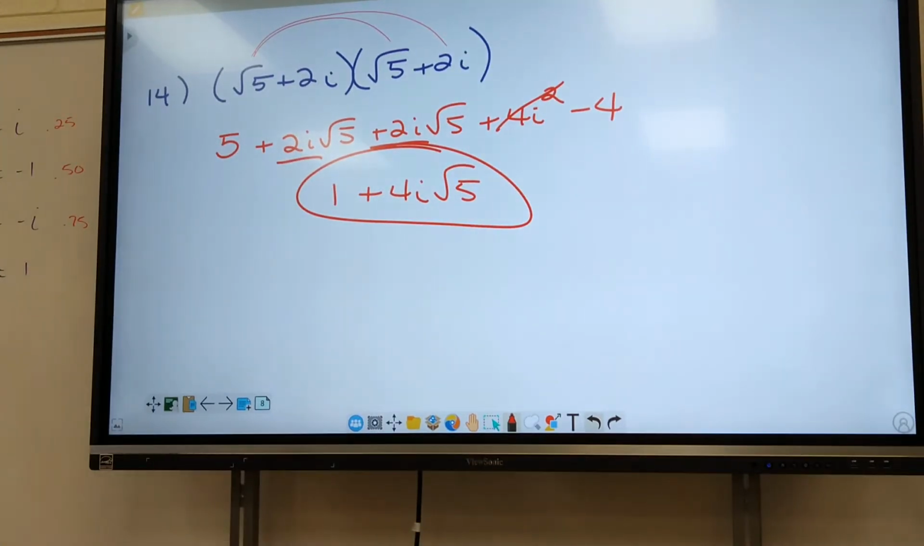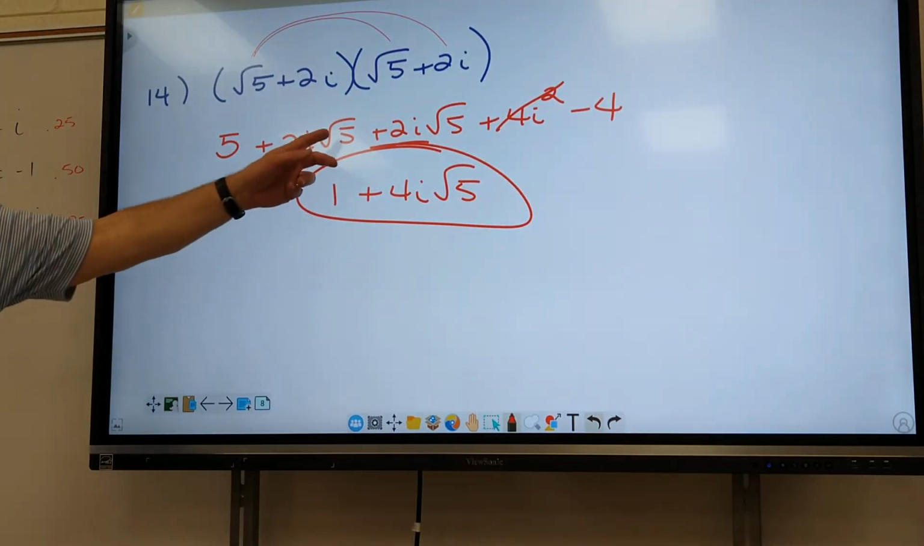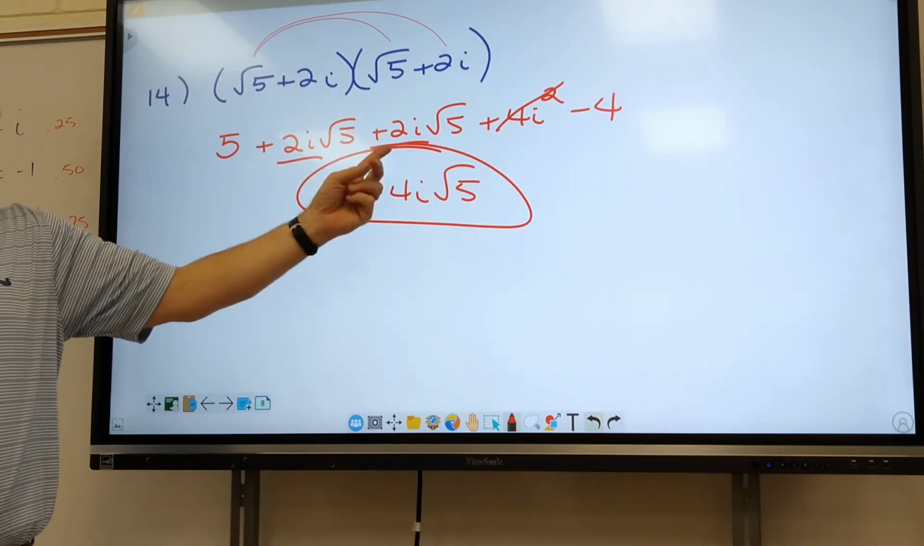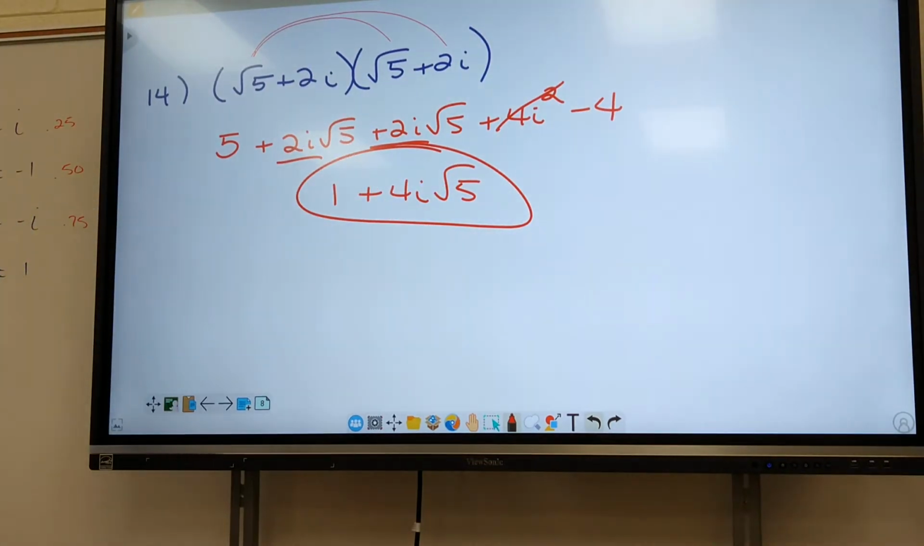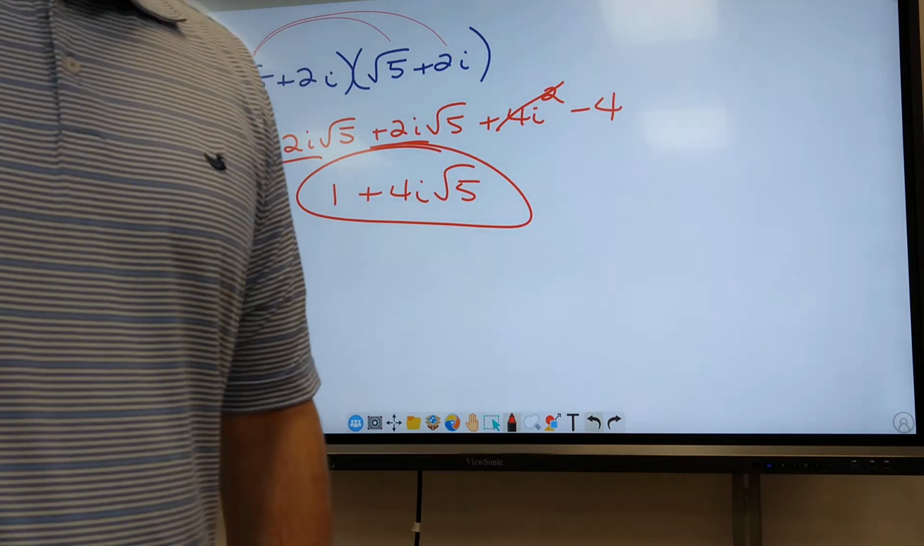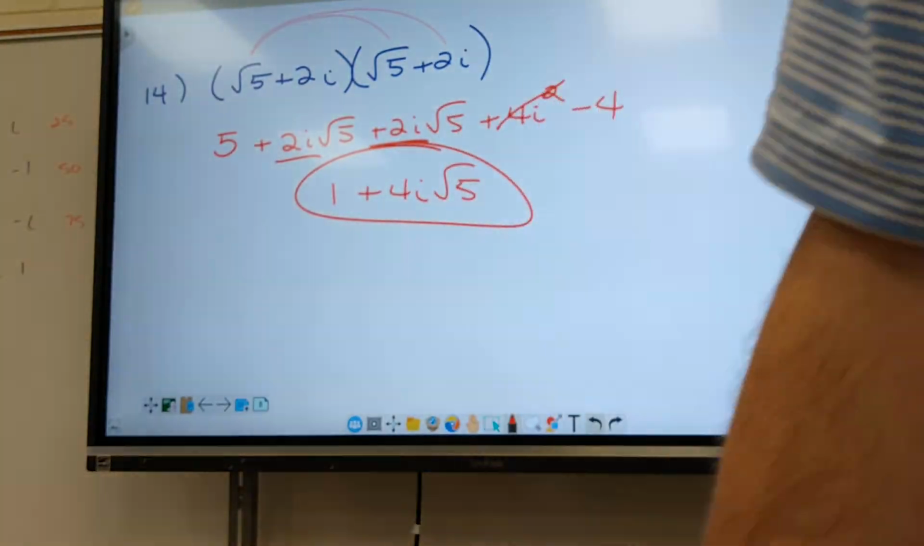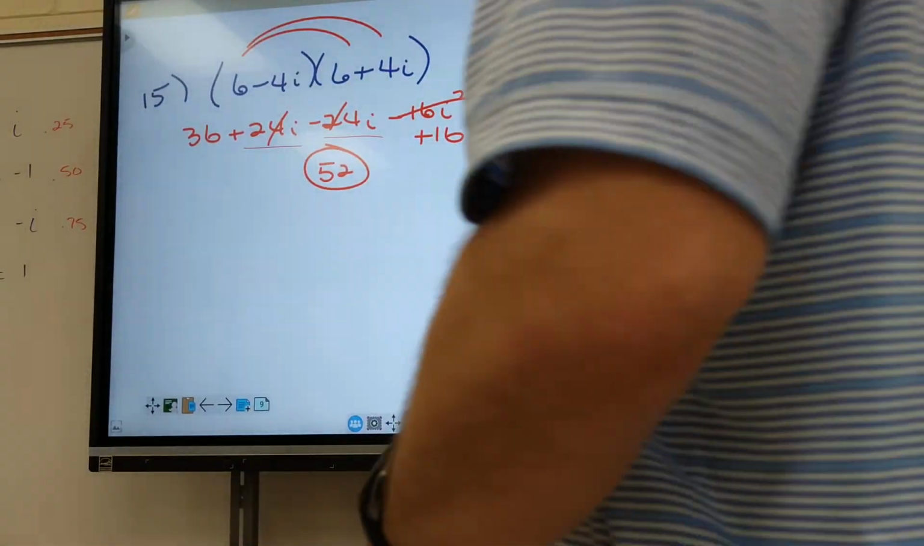Why would you... go ahead. The like term is root 5. Add up the numbers in front, bring down the root 5. All right, 15 is another one that's just the foil method. Y'all can do 15 by yourself. All right, look at the next one.